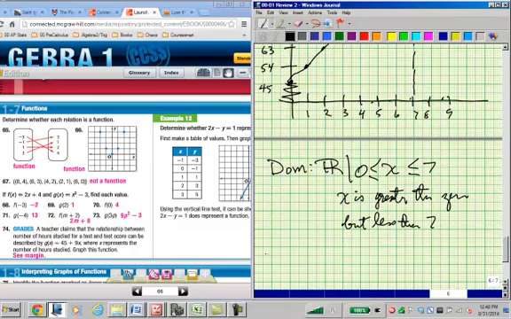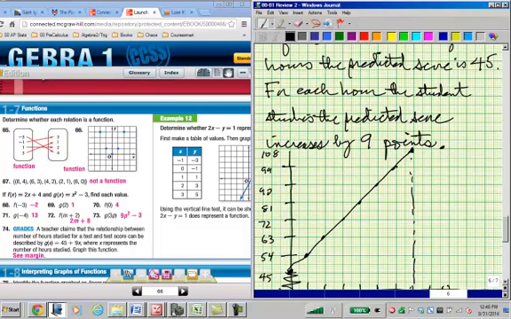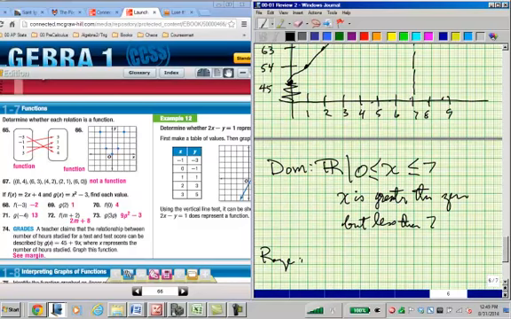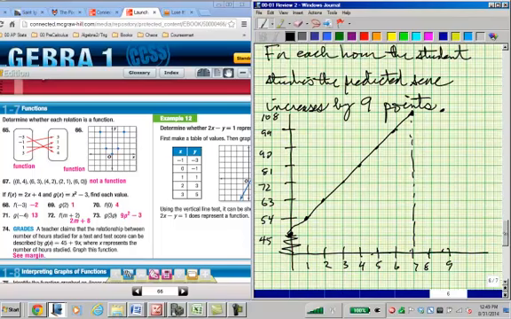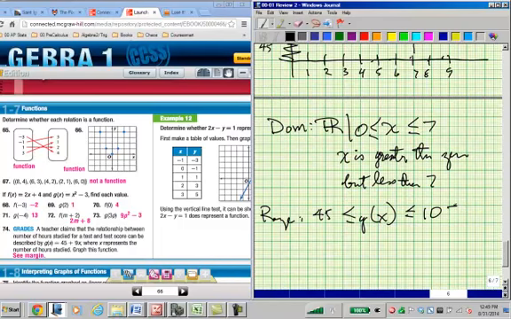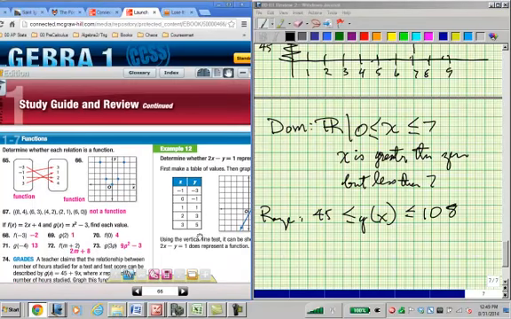Okay, now what's the range? Well, according to this model, you can't get a 0 on the test. If you don't study at all, you don't get a 0. The lowest you can get is a 45. So the range, g of x, or y if you want, g of x is greater than or equal to 45, less than or equal to 108. Okay, so that's the domain and that's the range. And that is it, I believe, for the review.